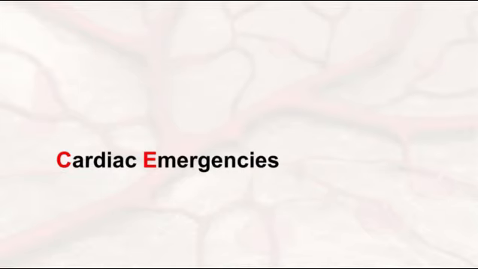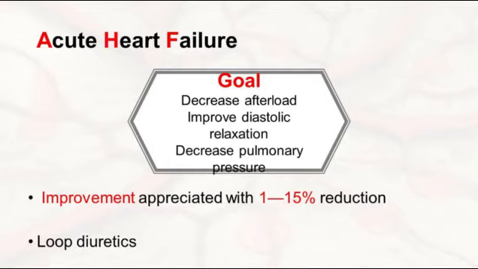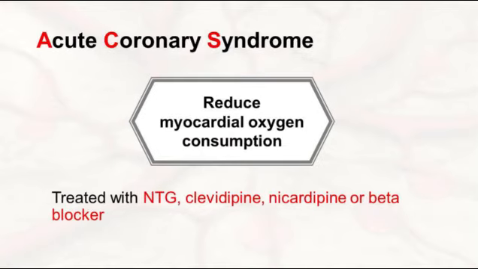Cardiac emergencies. The first one is acute heart failure. Our goal is to decrease the afterload, to improve the diastolic relaxation, and to decrease the pulmonary pressure. Improvement can be appreciated if the blood pressure decreases by only 15%, of course with the diuretics and anti-failure medication. In acute coronary syndrome, we have the goal to reduce myocardial oxygen consumption, and it can be treated with nitroglycerin, clevidipine, nicardipine, or beta blocker.